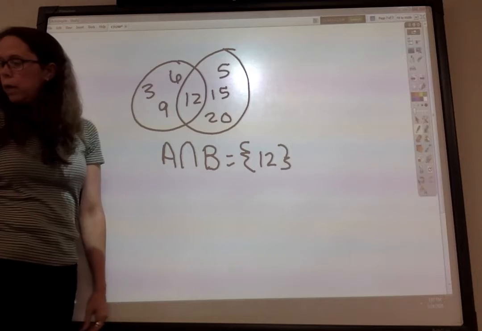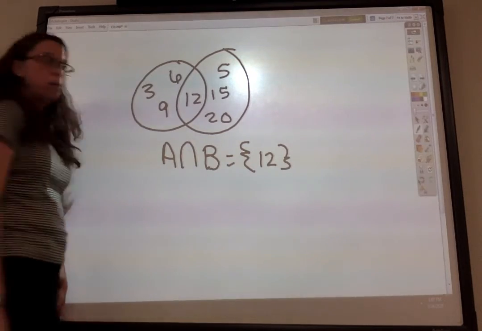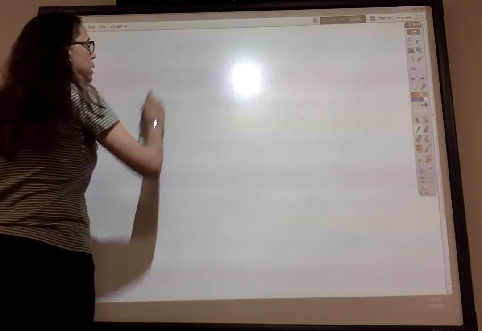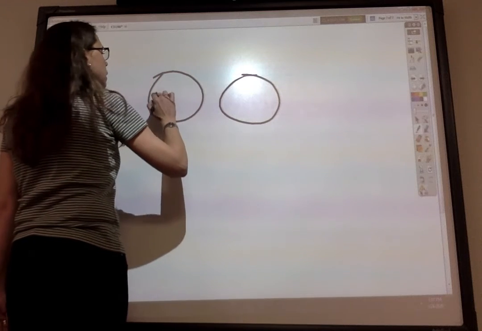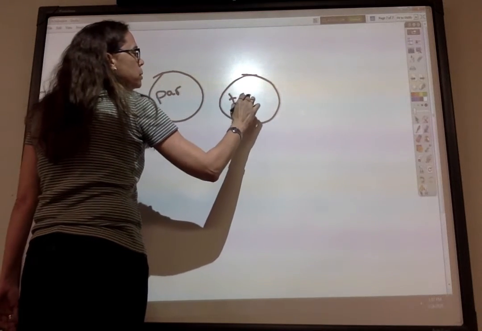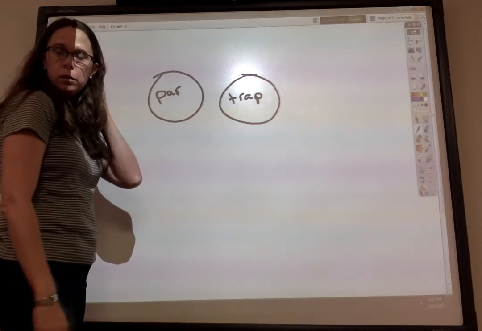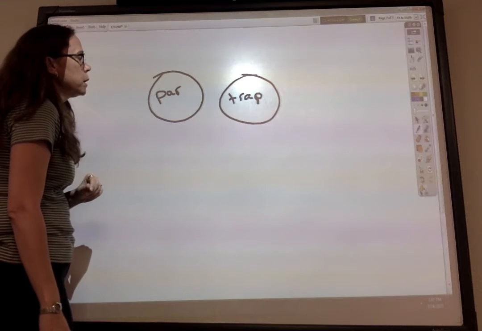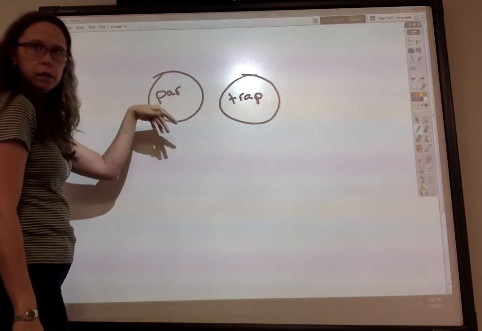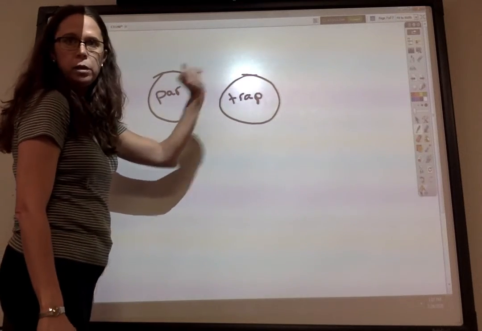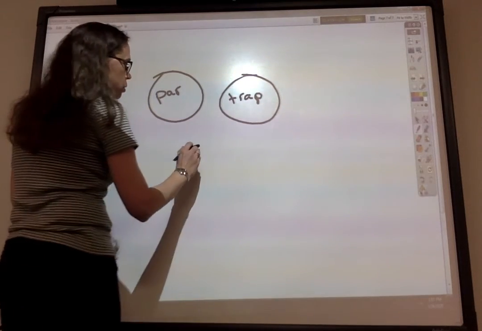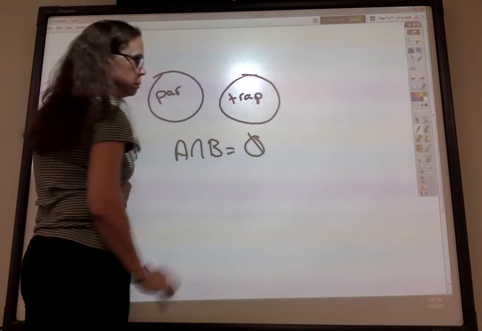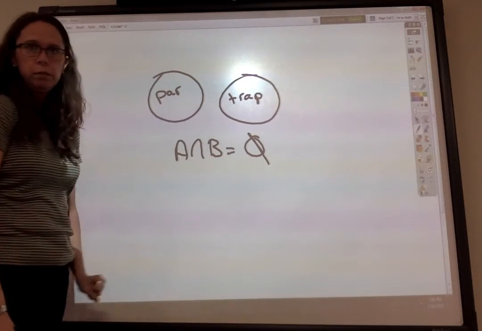Okay? So the intersection of A and B is 12. Now on H, we have A is all parallelograms and B is all trapezoids. Your Venn diagram should look like this: parallelograms, trapezoids. These circles do not even intersect. Parallelograms have two sets of parallel lines. Trapezoids have one set of parallel lines, so they don't even have any intersection. So the intersection of A and B is the empty set. There's no intersection. Okay?